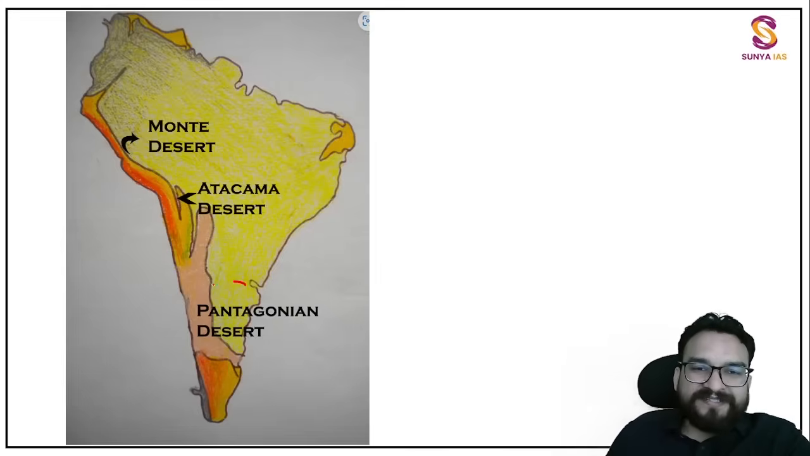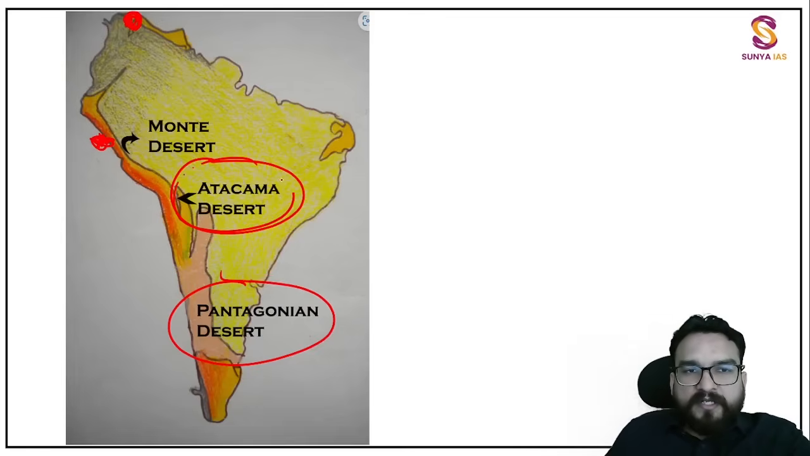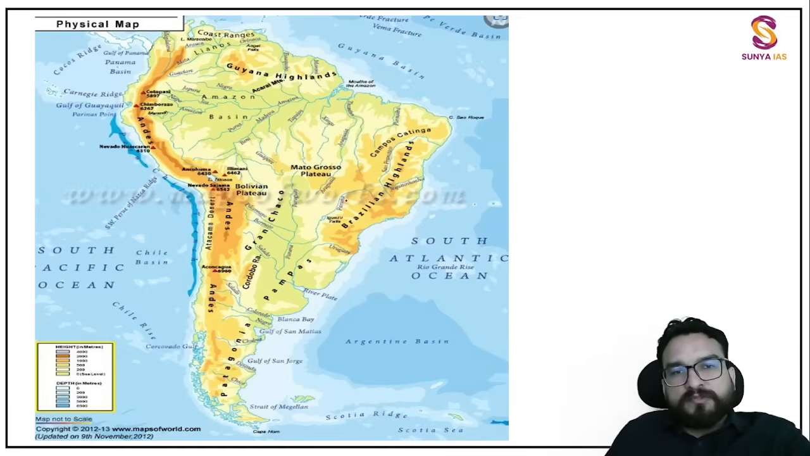What are those deserts? Patagonian, Atacama, Monte. If you want to remember, remember. Otherwise, Sechura over here, and over here Guajira, right? Guajira, Atacama, Sechura, Patagonian desert. Okay, so this was your deserts information, grasslands information, and lake information I have given you.